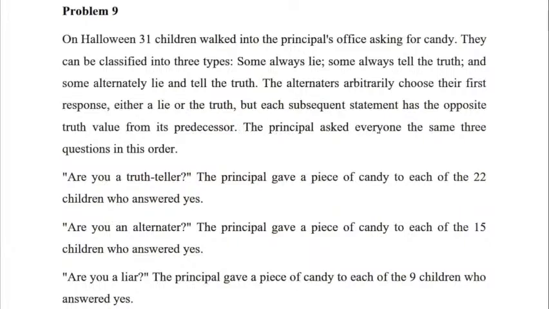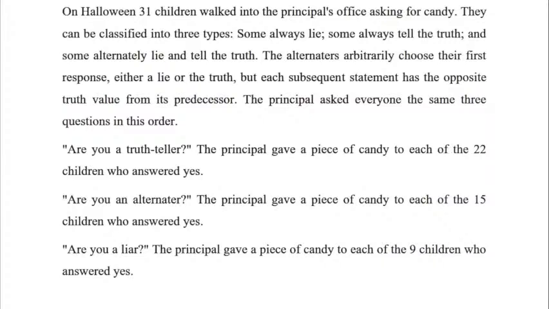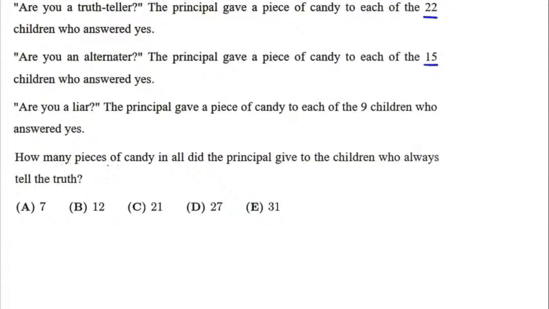The principal asked everyone the same 3 questions in this order. Are you a truth teller? The principal gave a piece of candy to each of the 22 children who answered yes. So this 22 is important. Are you an alternator? The principal gave a piece of candy to each of the 15 children who answered yes. And the third question says, are you a liar? The principal gave a piece of candy to each of the 9 children who answered yes. And how many pieces of candy in all did the principal give to the children who always tell the truth?